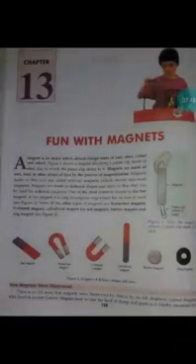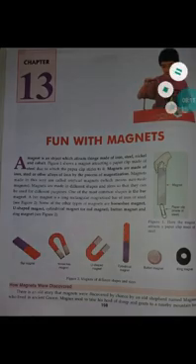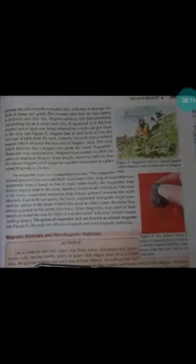Now students will study the discovery of magnets, so how magnets were discovered. In your book, page number 198, it has been described. There is an old story that magnets were discovered by chance by an old shepherd named Magnus, who lived in ancient Greece. Magnus used to take his herd of sheep and goats to a nearby mountain for grazing.